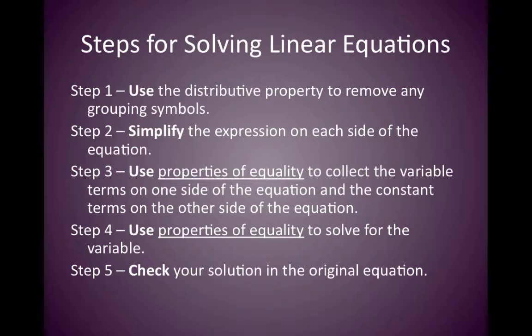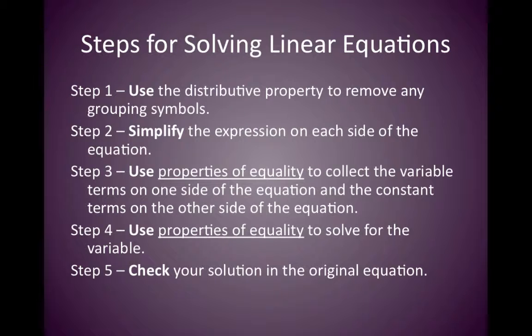those together. Step 3 is to use properties of equality to collect the variable terms on one side of the equation and the constant terms on the other side of the equation. All that means is you want to isolate the variables on one side and isolate all the numbers on the other side. Step 4 means to use the properties of equality to solve for the variable.